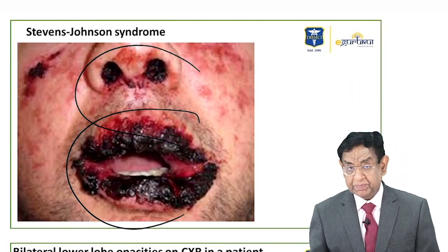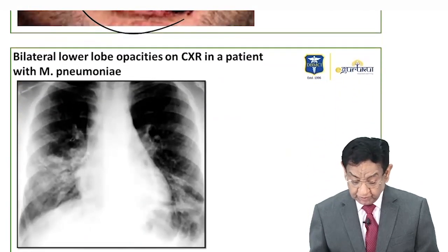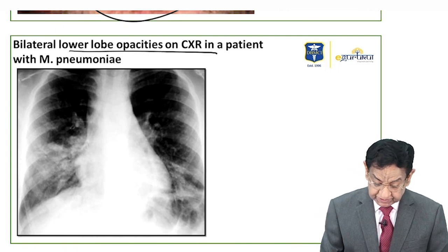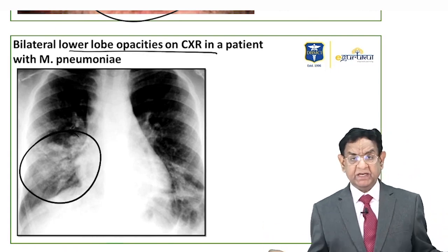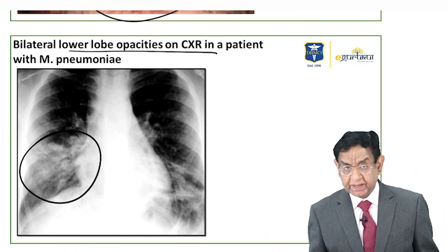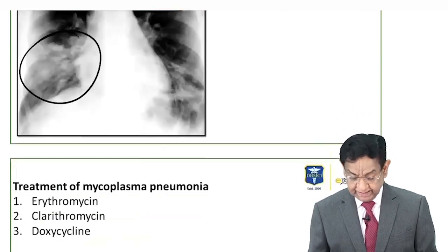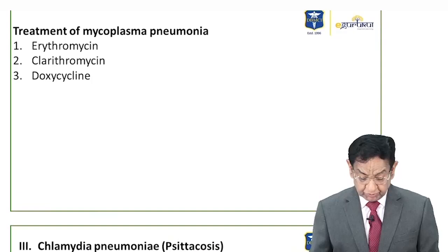All these are the complications of mycoplasma pneumonia. Well, you can see on X-ray, you can see opacity. Again, that's non-specific, but just to inform you that it can lead to this type of opacity. How to treat a case?